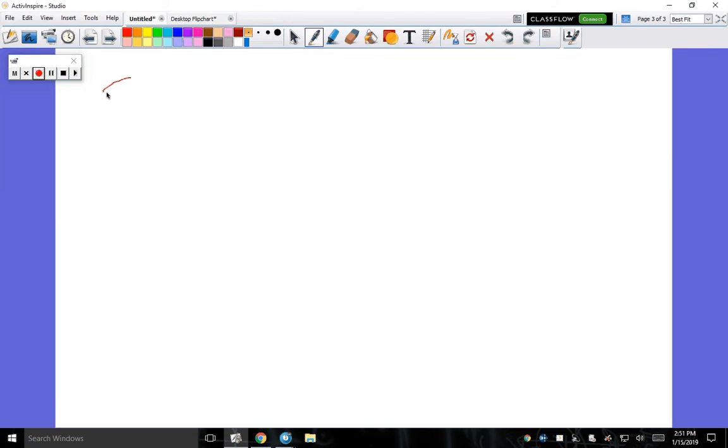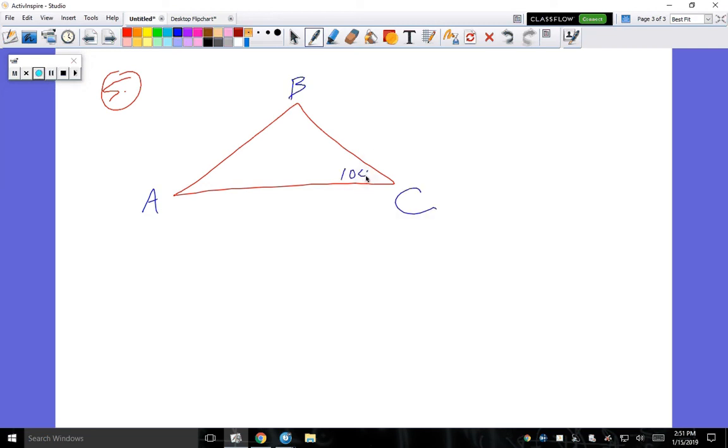Okay, so number 5 from the homework. You have another scalene triangle. Let's call it ABC. C is 104 degrees. Little a, which is across from big A, is 13. Little b is 5. And we want to know what is the measure of big A in degrees, big B in degrees, and little c as far as a length.